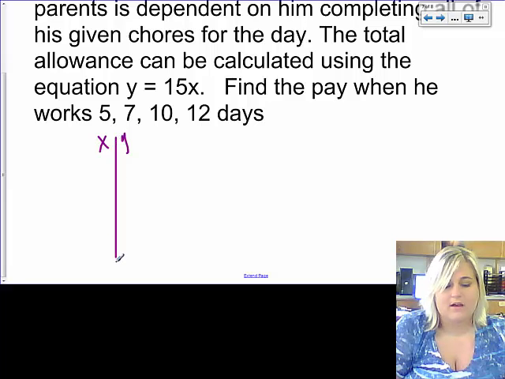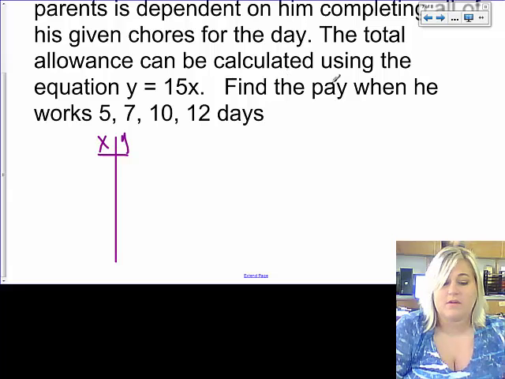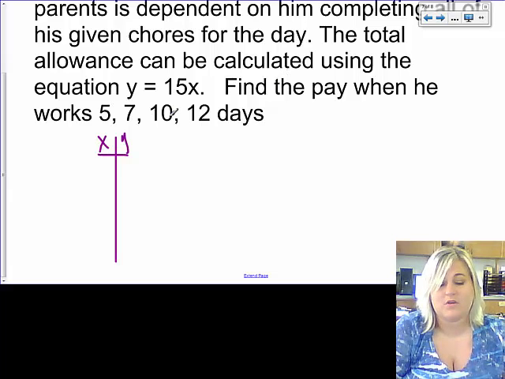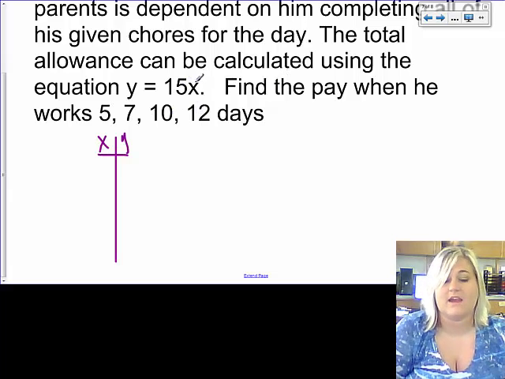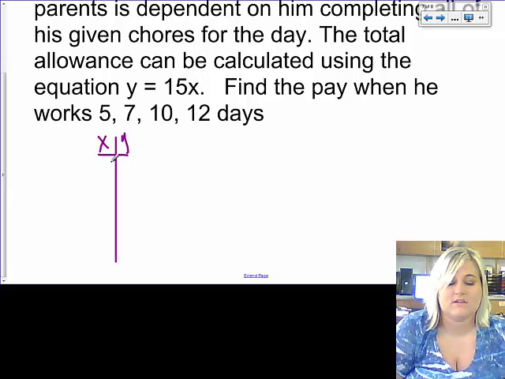So essentially what we're doing here is creating a t-chart where x, okay, it says find the pay when he works 5, 7, 10, and 12 days. He's getting paid $15 a day. So x is representing days. So we're going to plug in 5, 7, 10, and 12.